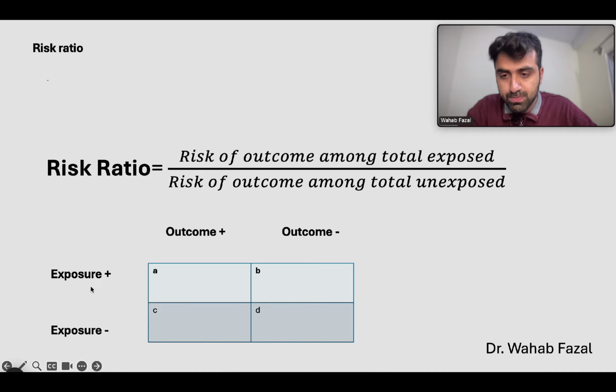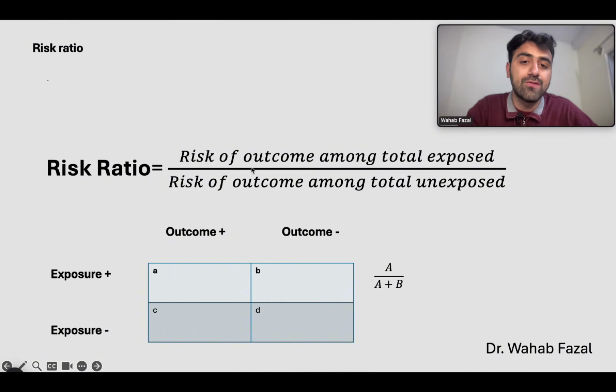So let's look at the exposed now. These are people who are exposed. If you talk about the total exposed, this will be A plus B. And risk of outcome means people who developed the outcome from A plus B. So you can say that A develops the outcome from A plus B. If you write this down, this comes up to be A over A plus B. Let's talk about this again. People who were exposed and developed the outcome from the total exposed.